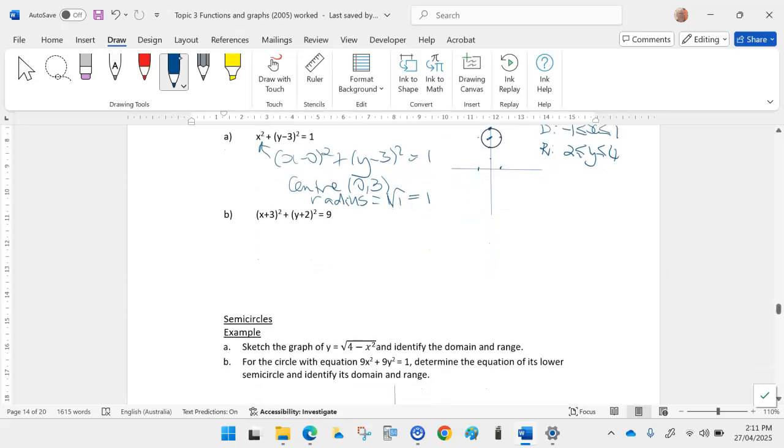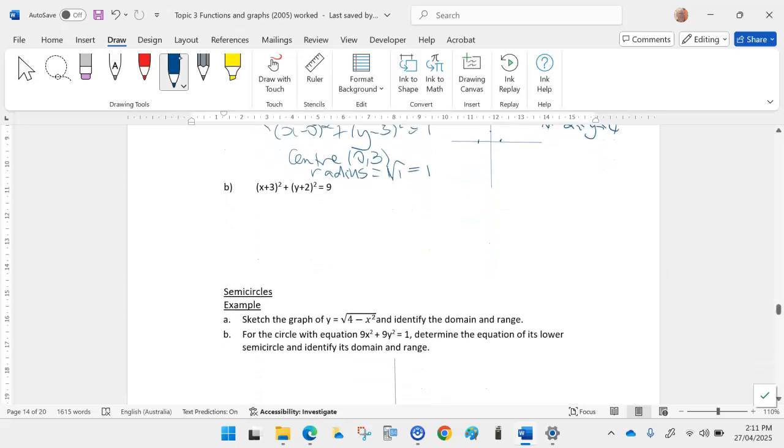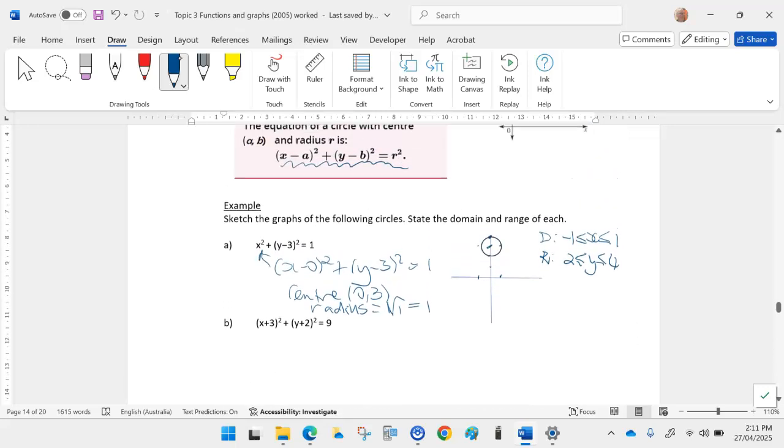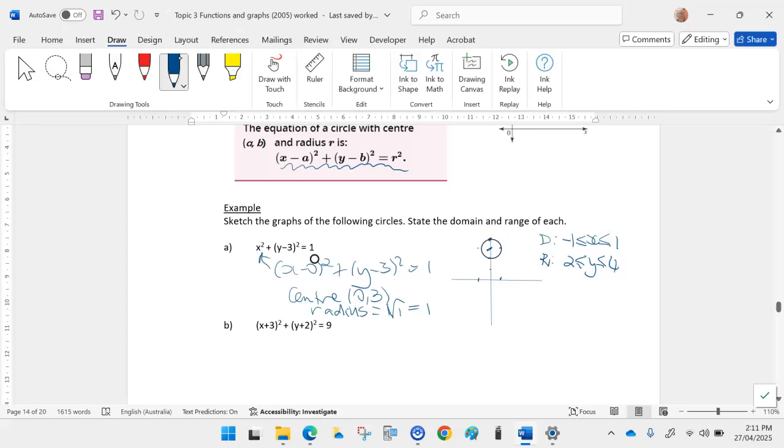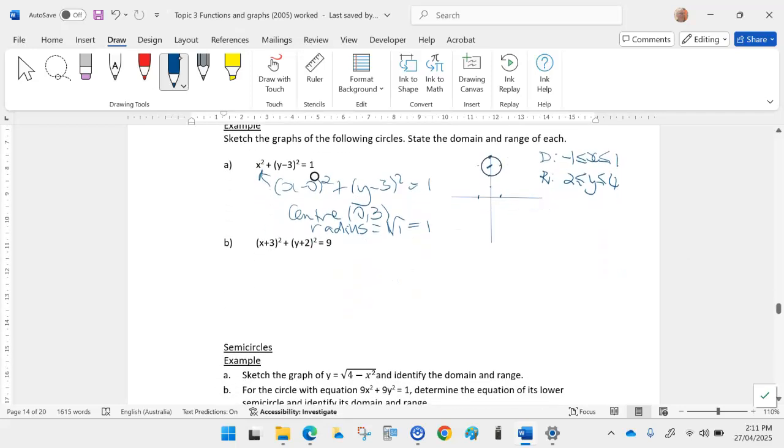All right, the next one. We've got (x plus 3) squared plus (y plus 2) squared is equal to 9. Now, if we compare that against the equation for our circle, which is (x minus a) squared plus (y minus b) squared, where (a, b) is the center, then with x plus 3 squared and y plus 2 squared, I'm hoping you'll see that the center would have to be x is -3 and y is -2.